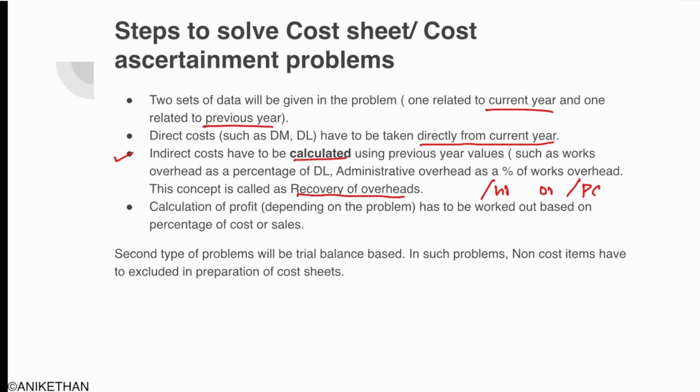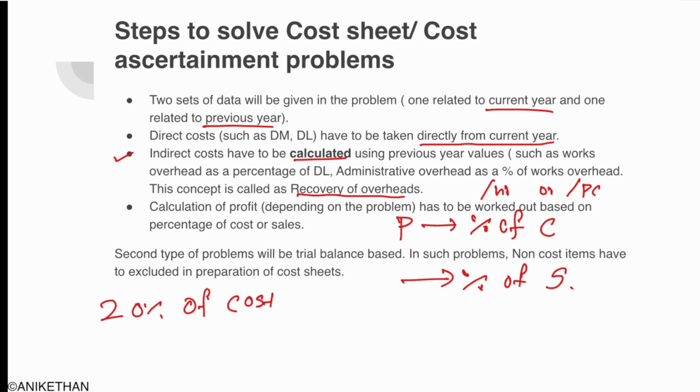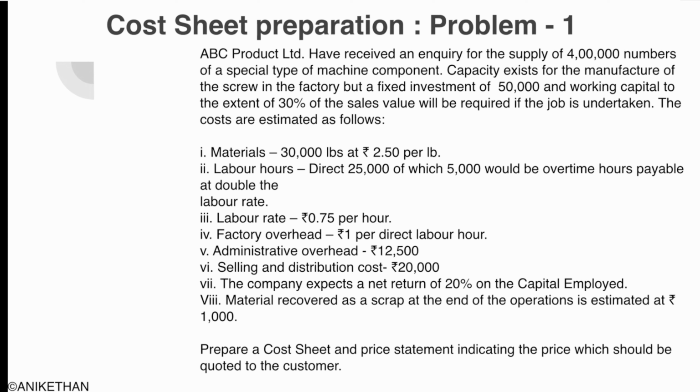Then when it comes to the profit, you have to be careful whether profit is given as a percentage of cost or as a percentage of sale. To give an example, 20% of cost is equal to 25% of sales. So these two values are different. Hence, attention has to be paid when calculating the profit. So let us understand this with one simple problem. Pause here for a moment and read the problem carefully. Note down all the numerical values which are given.